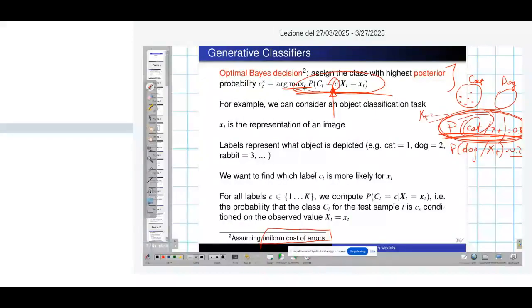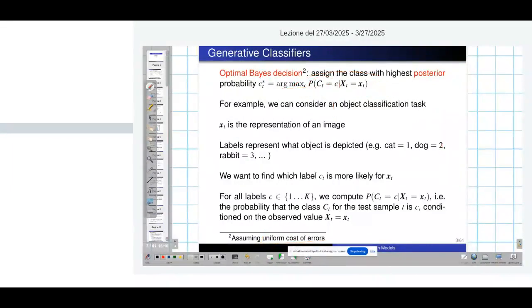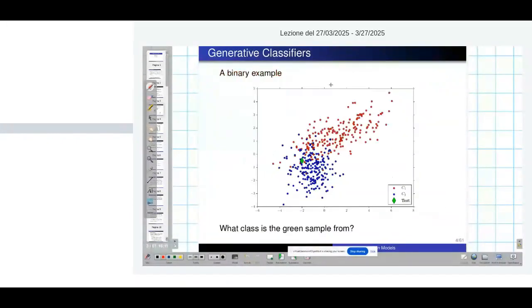So if we have a model that allows us, given an image, to compute the probability of cat and dog given the image, then we simply run a max over all labels and select the label that gives us the highest probability. This is called posterior probability because it's the probability of the class once we have observed the picture, the test sample.